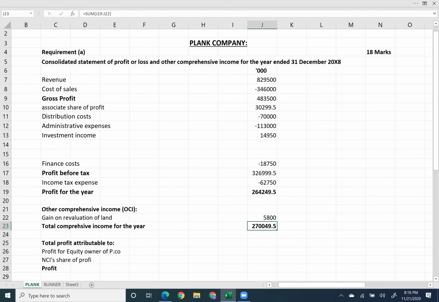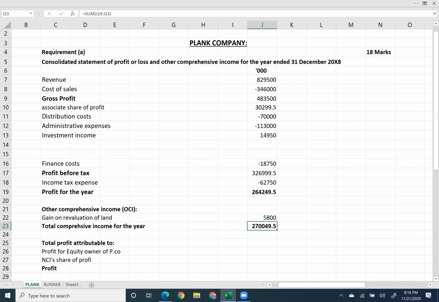One question somebody asked: what about the fair value adjustment? It's already cancelled out, because fair value adjustment is an acquisition date thing. It never comes in the income statement. Don't forget. Yes, the depreciation we adjust.